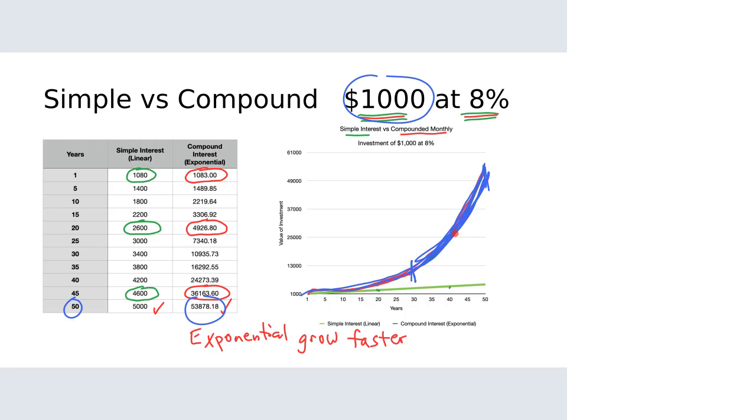Okay, so the main idea here is the comparison of exponential and linear growth. The exponential is going to grow faster. But it's also a really good illustration of some really useful financial principles. Okay.